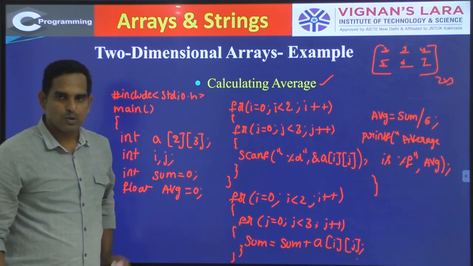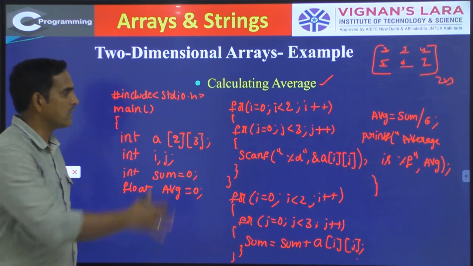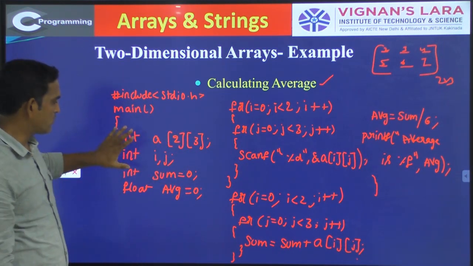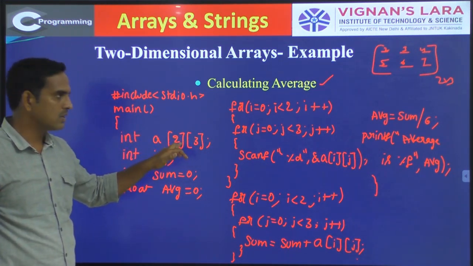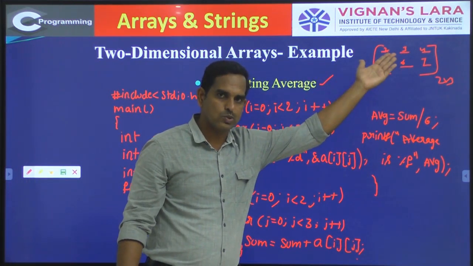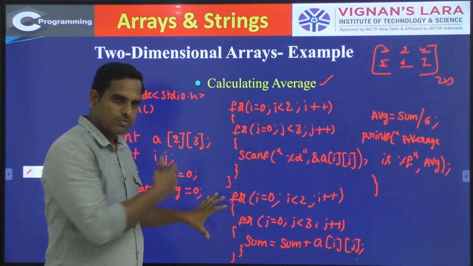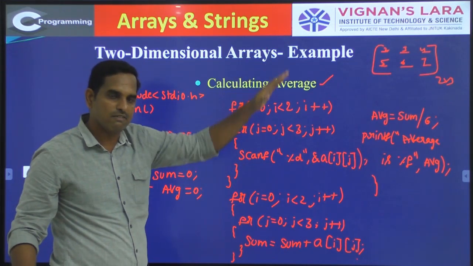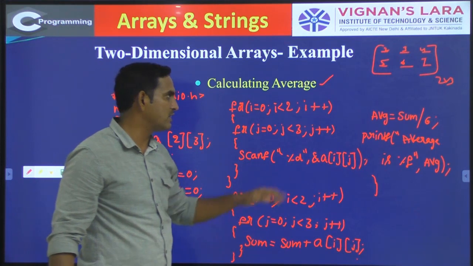So this is a complete program to calculate the average of all the elements present in your two-dimensional array. First, you have to declare the two-dimensional array. Then, after declaring it, I give values into the array by using scanf. After that, you have to read each and every element one by one, row by row, and take their sum, which will be present in the sum variable.